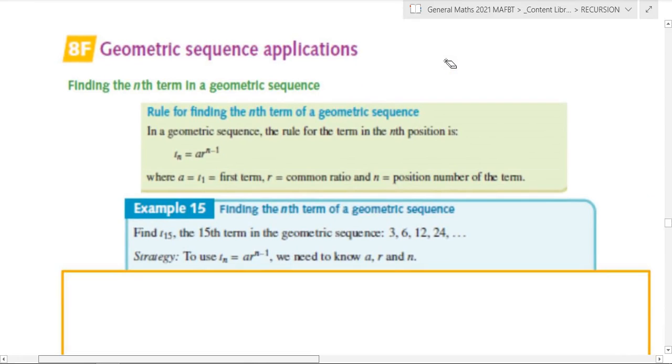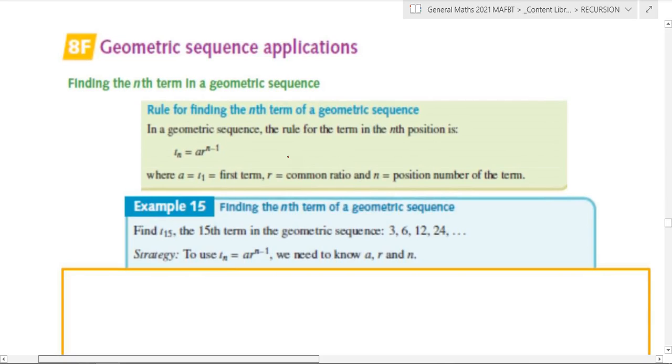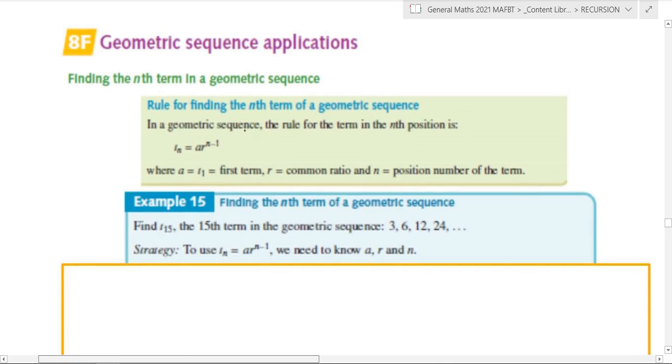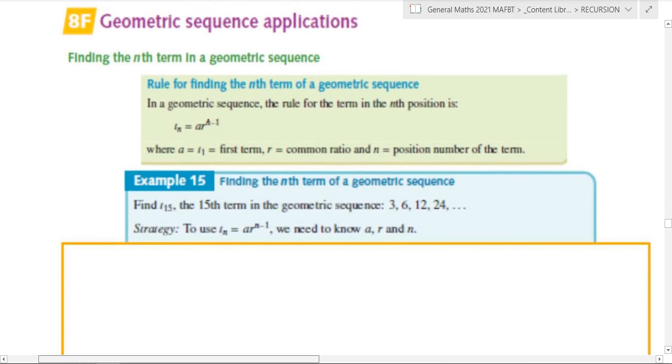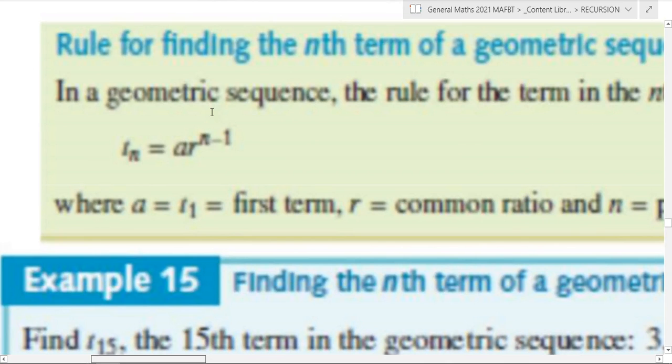For 8F, we're going to learn about finding the nth term rule. Like I mentioned before, with arithmetic sequences, we have an nth term rule, and the nth term rule is used to find any term. Basically, in the questions that we give you, it'll be a high value term, so it could be term 100, term 50, term 30. That's when we use the nth term rule, different to a recurrence relation. We use a recurrence relation to generate a sequence, but the nth term rule we use to find a really high value term.